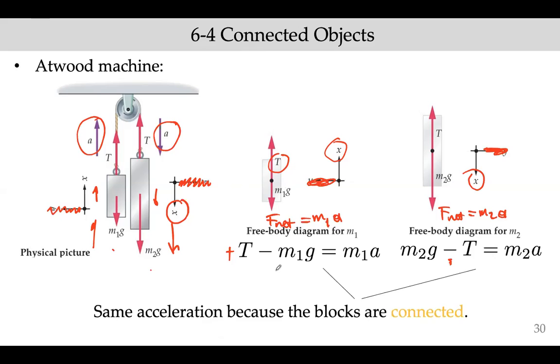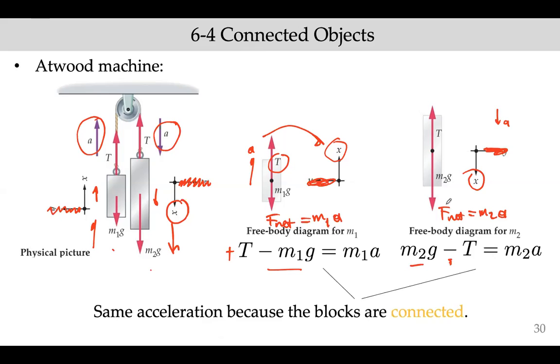Here, M1G comes with a negative sign because down is negative. Here, down is positive, so that's why M2G is coming with a positive sign. And on the right-hand side, we always have positive acceleration. The reason is that the acceleration for the small one, remember, is in the up direction, which is positive for this coordinate system. And for the large object, it's going down, the acceleration is down, and it's again positive with respect to this coordinate system.